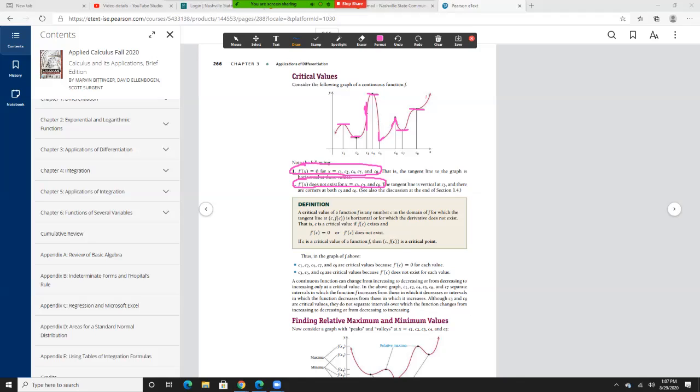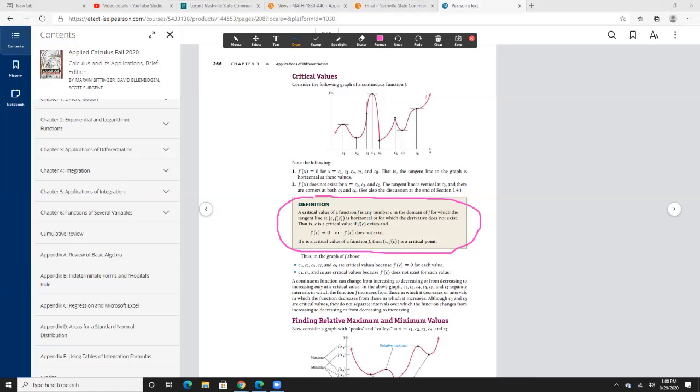So how do you find critical values? Basically, you look to see where the derivative is equal to 0 or where the derivative is undefined. Typically, we look for zeros in the denominator if we're looking for undefined values. And that's exactly what this definition here is saying. A critical value of a function f is a number c in the domain of f for which the tangent line is horizontal, in other words, we have a 0 derivative, or for which the derivative does not exist.